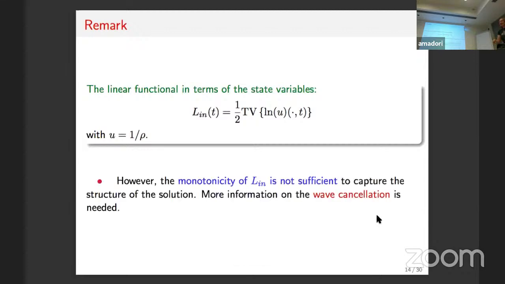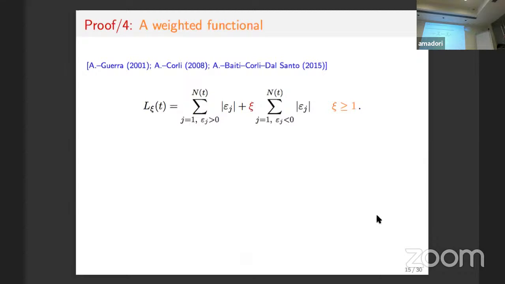Unfortunately, this functional is not enough to capture more of the structure of the solution. What we need is more information on the wave cancellation and interaction. So what we use is an enhanced functional, which we call L sub C. C is a weight which is larger or equal to 1, for which we weight shocks differently from rarefactions. Here we have negative waves, they are shocks. Positive waves, they are rarefactions. So we give more weight to shocks. So we put this weight C, which is larger or equal to 1.